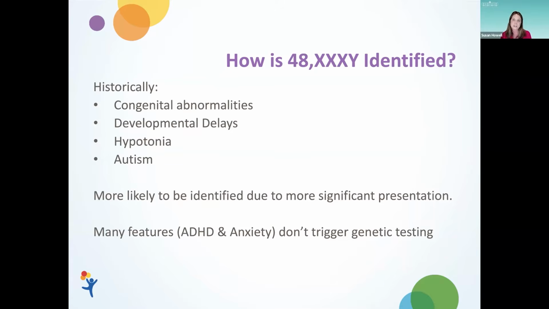But for these conditions, 48,XXYY is much more common to be identified early because, compared to, for example, XXY, they're definitely more significant of a clinical presentation that we'll see in our patients as far as all of these areas of development and medical and physical features. And so that does promote earlier ascertainment. But a lot of the features that we can still see with this diagnosis, such as ADHD or anxiety, don't trigger genetic testing. There's not an indication for genetic testing when you have a diagnosis of ADHD and or anxiety.